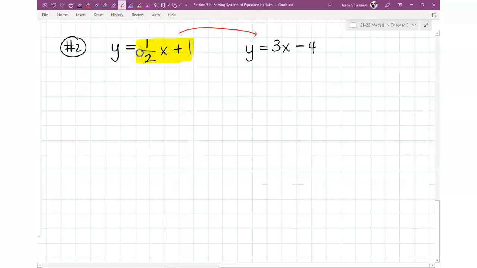Now you see that right there where it says y is equal to half x plus 1? Y is that thing in yellow. So on the other equation, wherever I see a y value, I'm going to replace it with the thing in yellow. So half x plus 1 equals 3x minus 4.